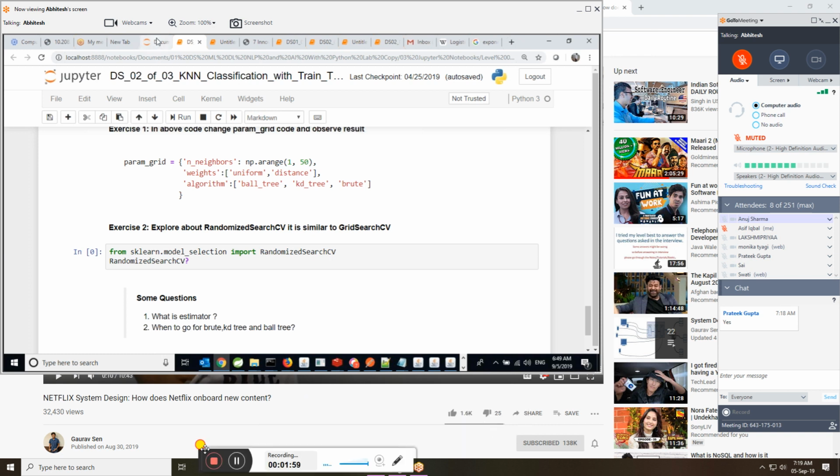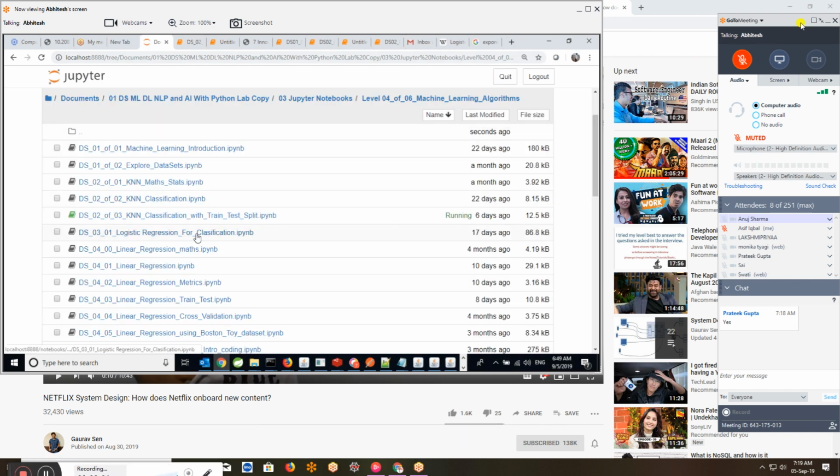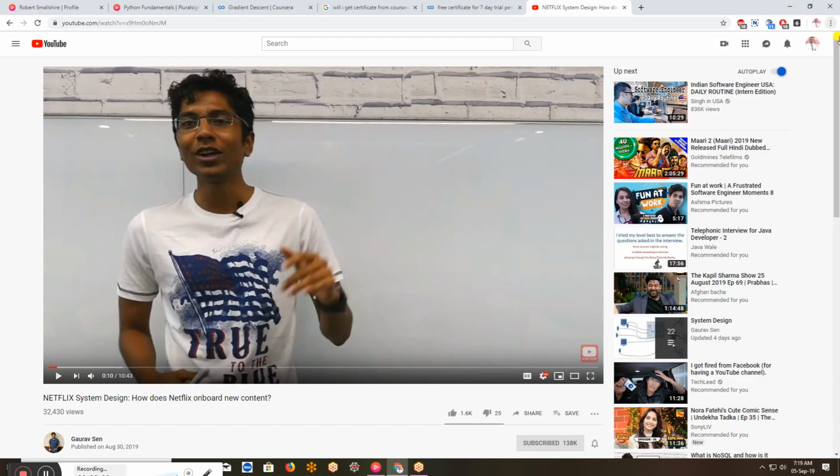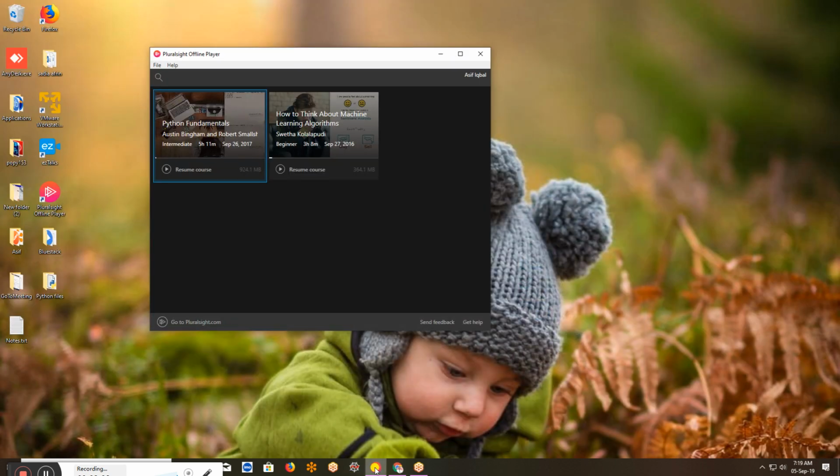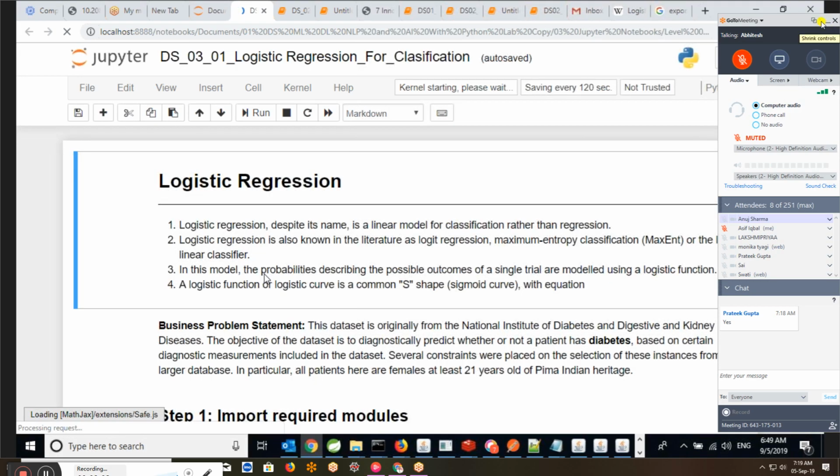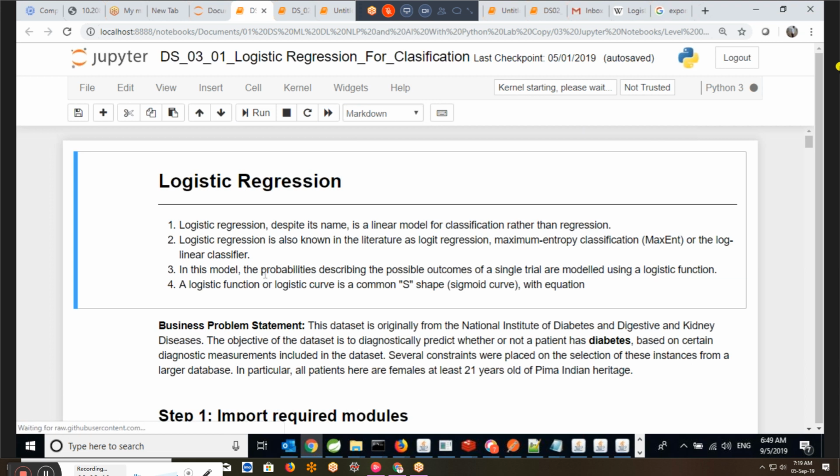Right. Today I am trying to start logistic regression. Which one? Logistic regression. So today we'll see what is logistic regression.